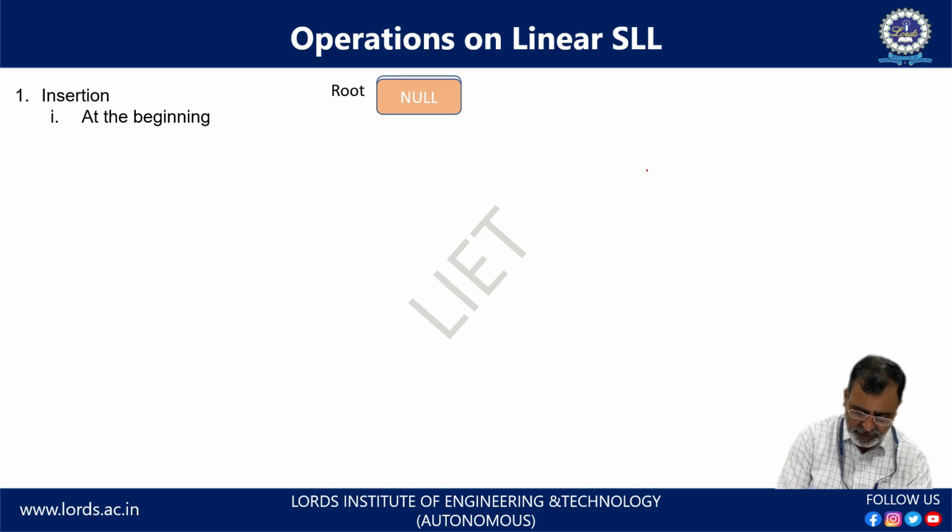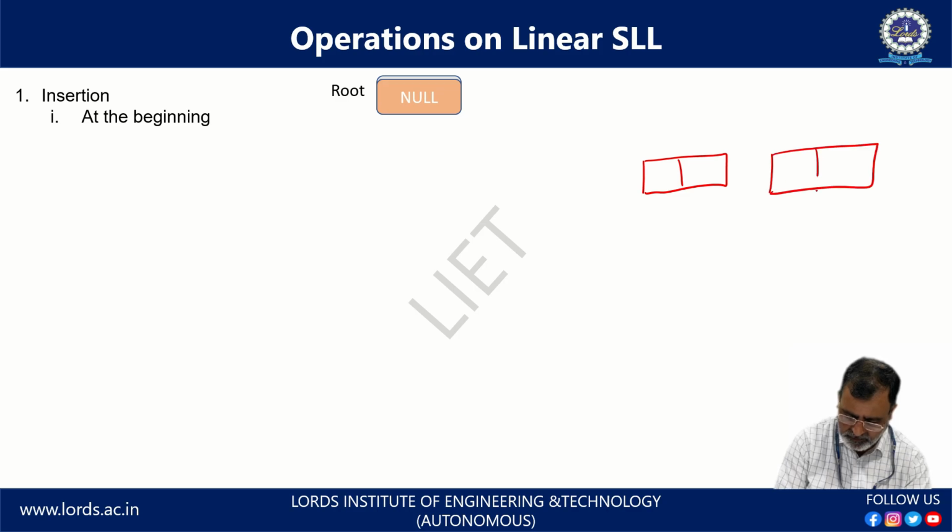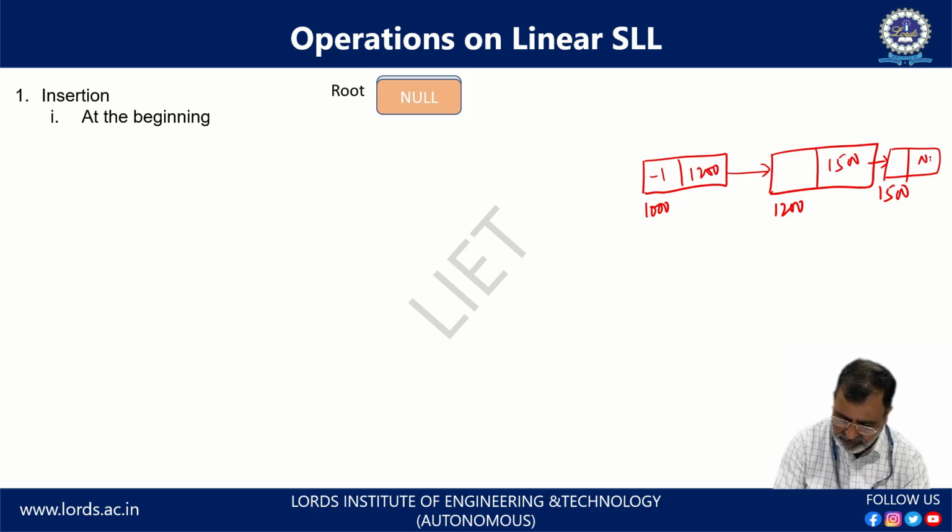So if you look at this comparison, it will be something like this. You have created a node. Now let us suppose you have the dummy head node which is at 1000, and this is at 1200, and this is at 1500. The data here I have stored as -1, and this is 1200, and this is 1500, and this is null. So we have created a new node. So this is maybe the new node.